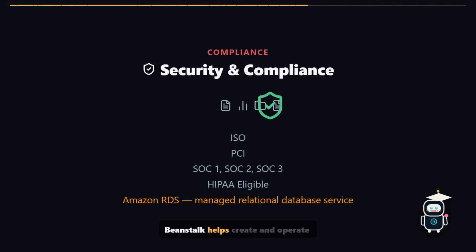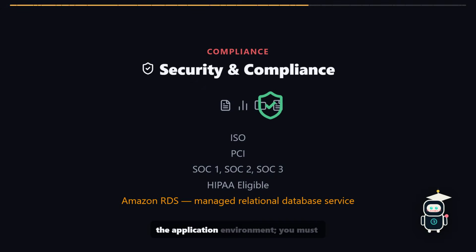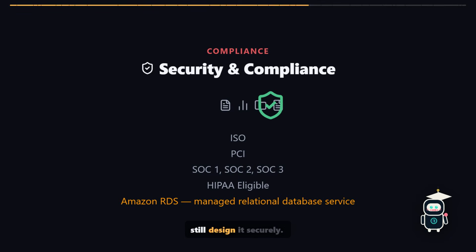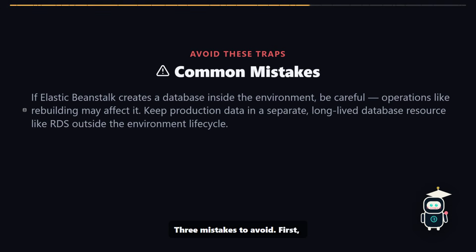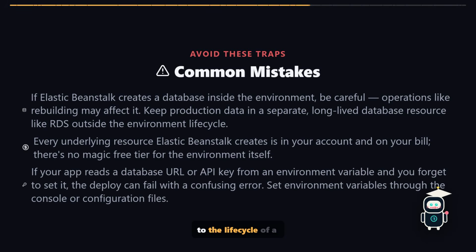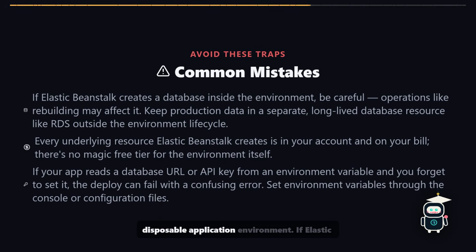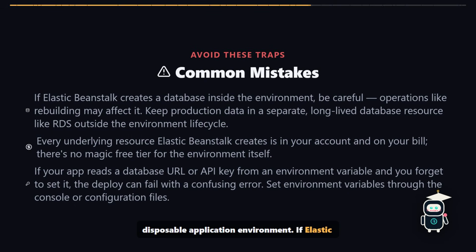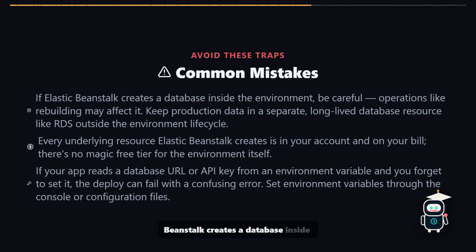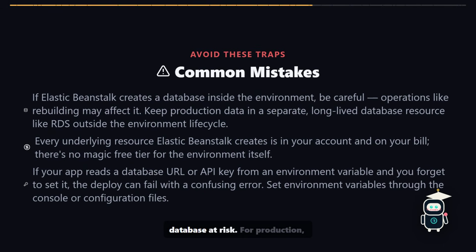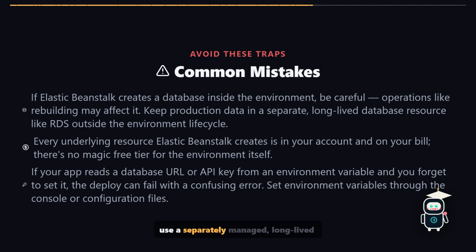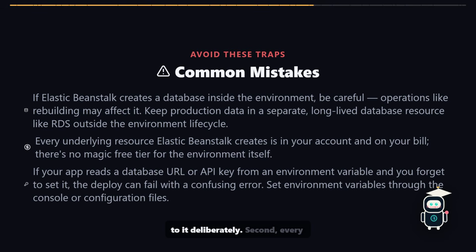Elastic Beanstalk helps create and operate the application environment. You must still design it securely. 3 mistakes to avoid. First, do not tie production data to the lifecycle of a disposable application environment. If Elastic Beanstalk creates a database inside an environment, terminating or rebuilding that environment can put the database at risk. For production, use a separately managed, long-lived database and connect the environment to it deliberately.